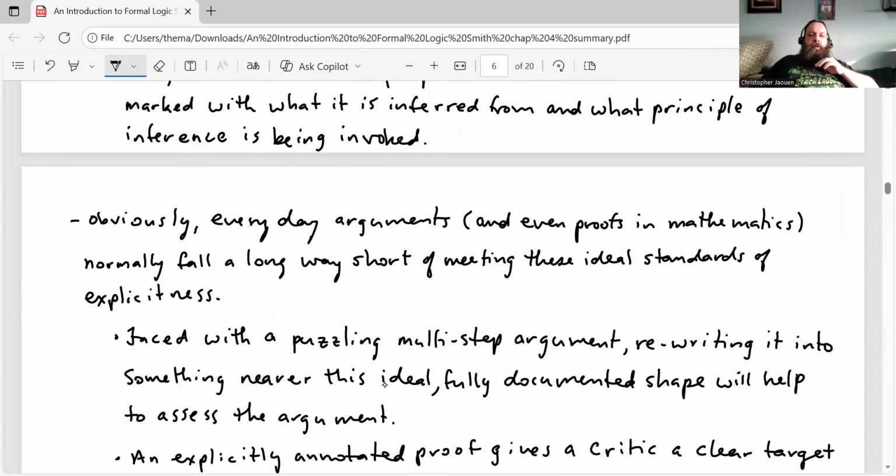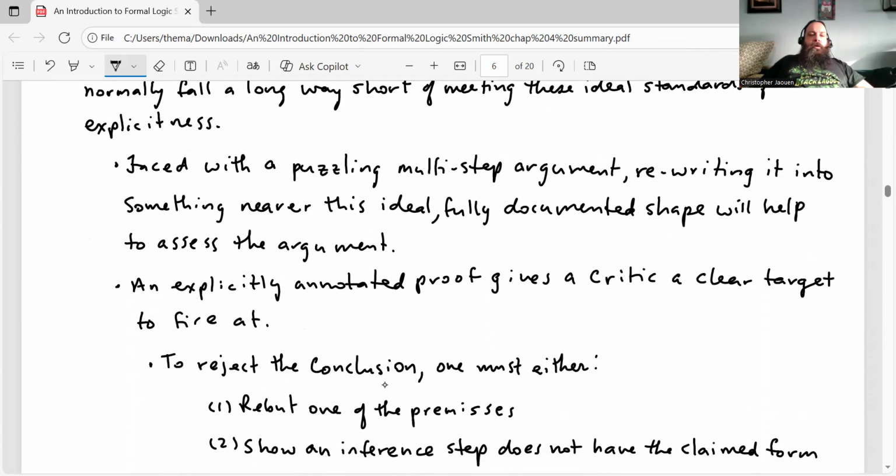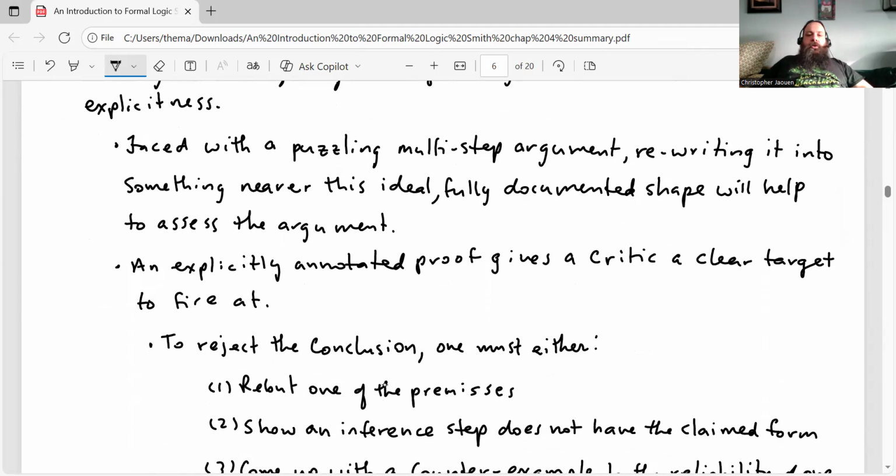Faced with a puzzling multi-step argument, rewriting it into something nearer this ideal, fully documented shape will help to assess the argument. So, whether you're dealing with an argument in mathematics or science or philosophy or politics or anything like that, if you want to analyze someone's argument for something, or you want to attack someone's argument for something, then restructuring it or rewriting it in this formal step-based proof system will help you see all the pieces of the argument and how they fit together.